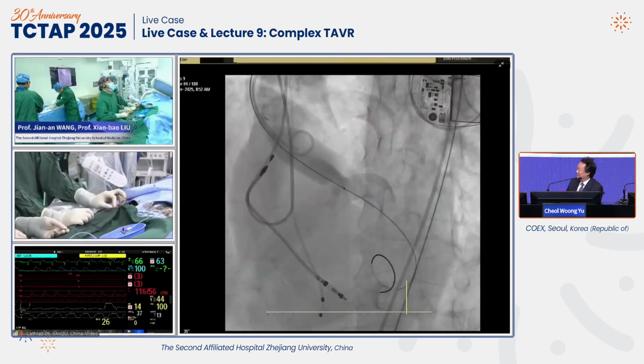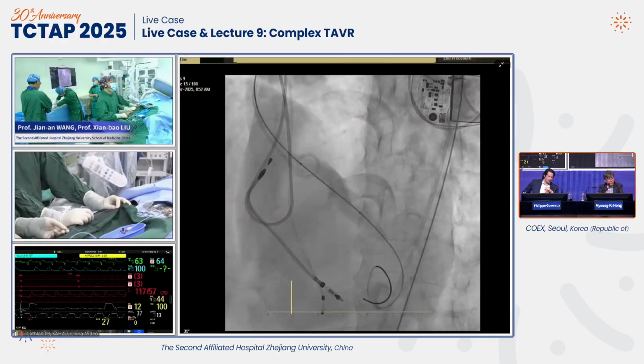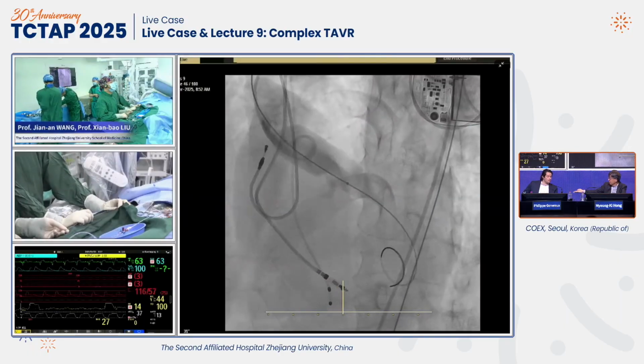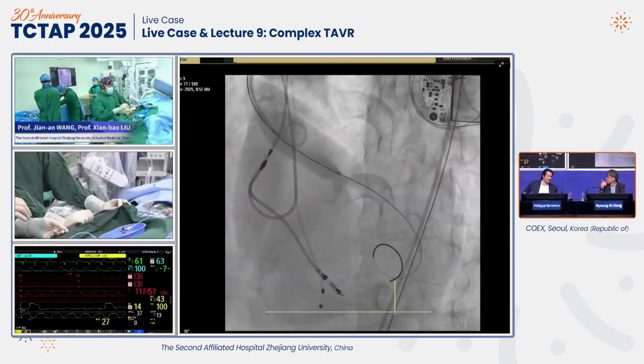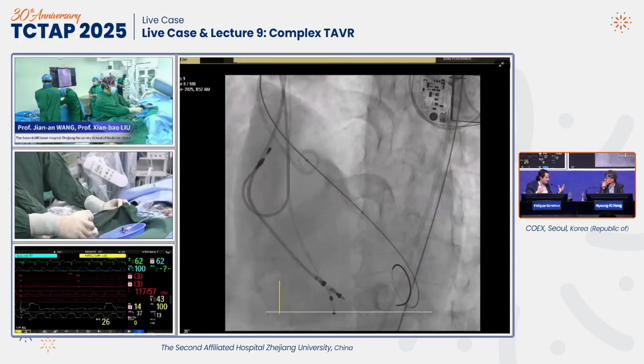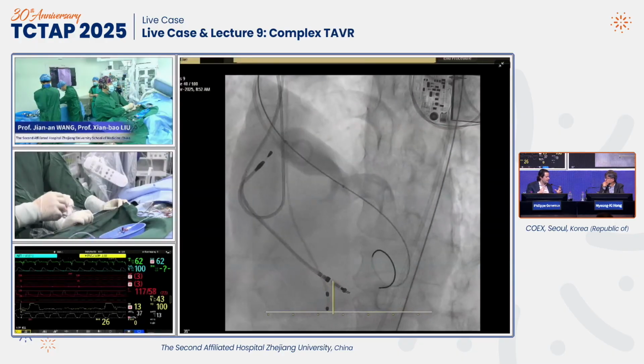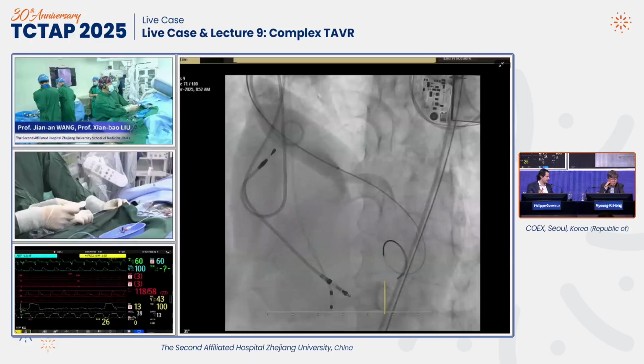It's calcium. Terrifying. There's not a lot of movement of the calcium in the raphe. So if I had to choose a size 23, for example, a Sapien valve, I would use a 23 in this case, not the 26.